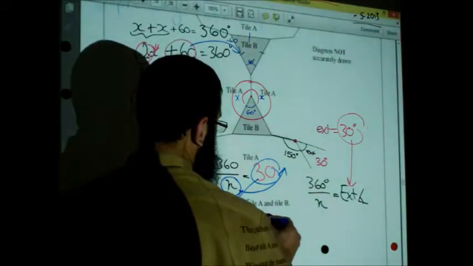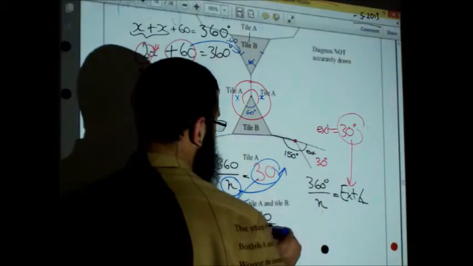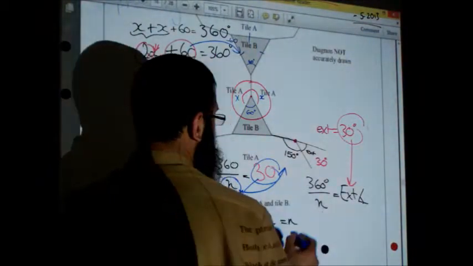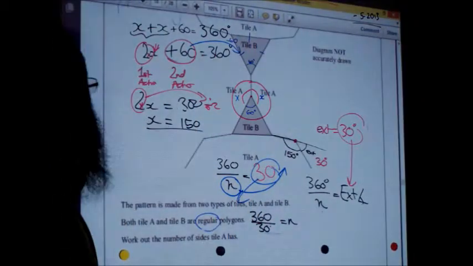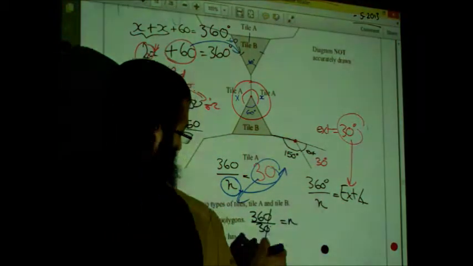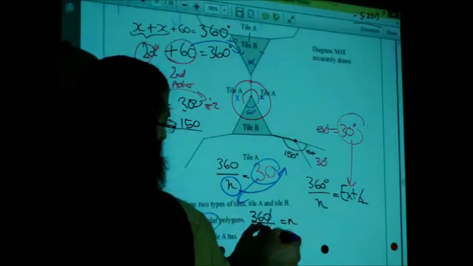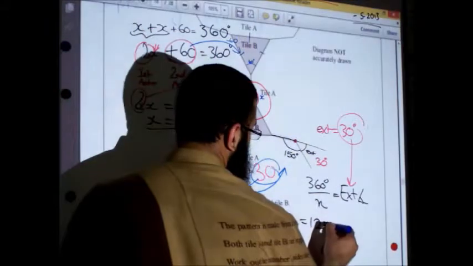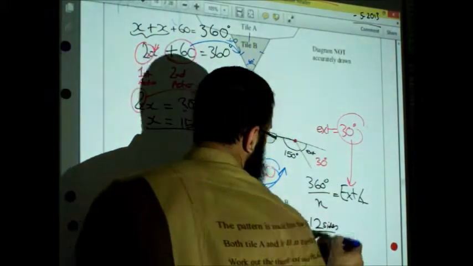Okay, so now we have 360 degrees divided by 30 degrees, that gives you n. And if you do 360 divided by 30, first of all we divide by 10. 36 divided by 3 will give you an answer of 12 sides.